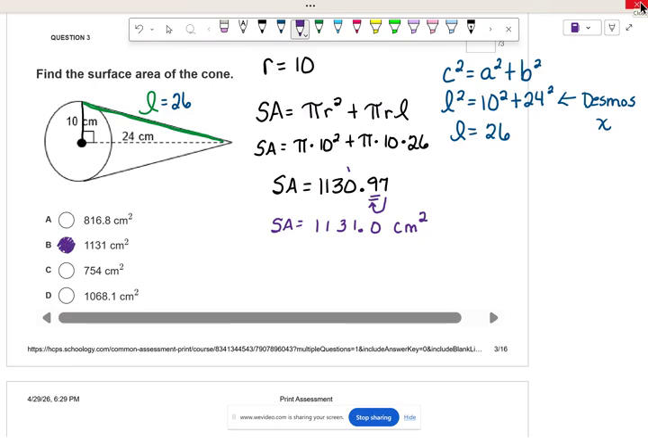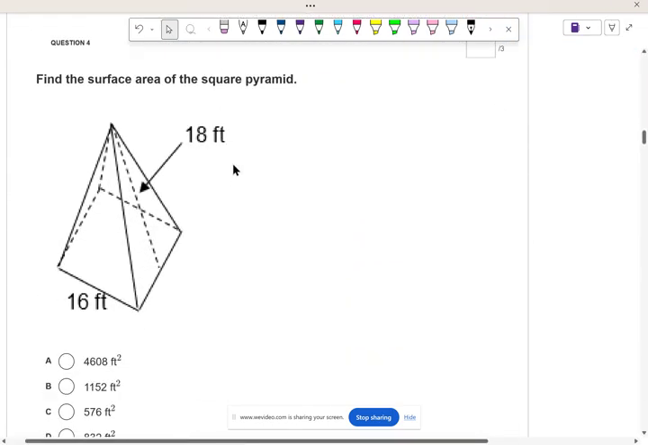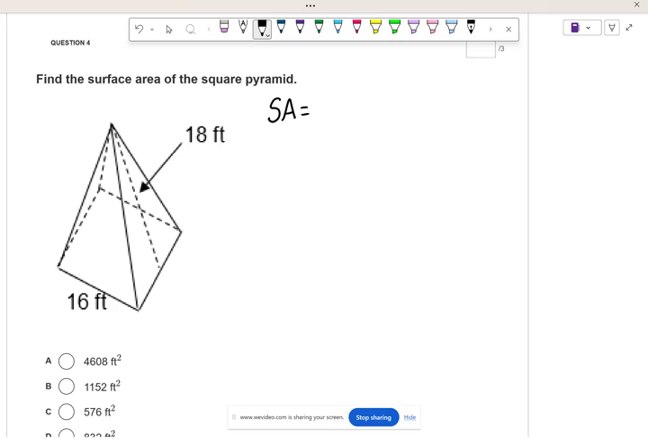All right, number 4. Find the surface area of the square pyramid. Let's go check and see what information we need to find the surface area of a square pyramid. My formula sheet tells me that would be 1/2 LP plus big B.